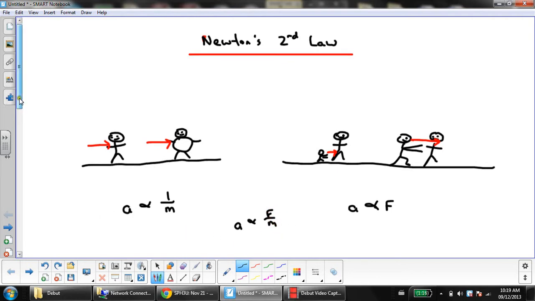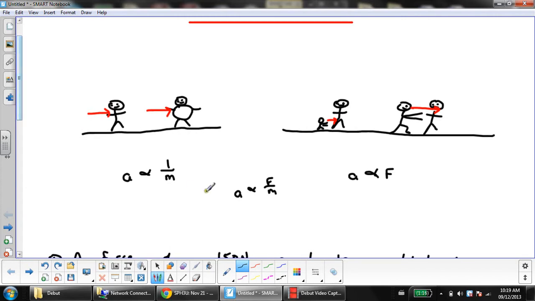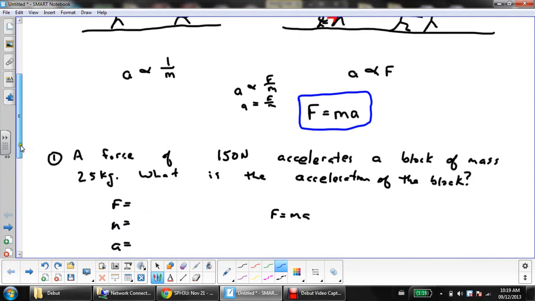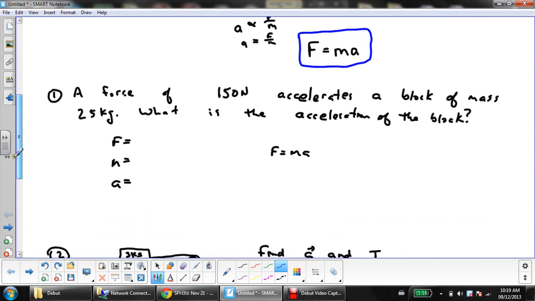And we define the units such that we don't have to make any changes. We say that a equals F over m, and therefore F equals ma. Very general formula, we'll be using it frequently. The force acting on an object is equal to its mass times its acceleration. Let's put it into action here.